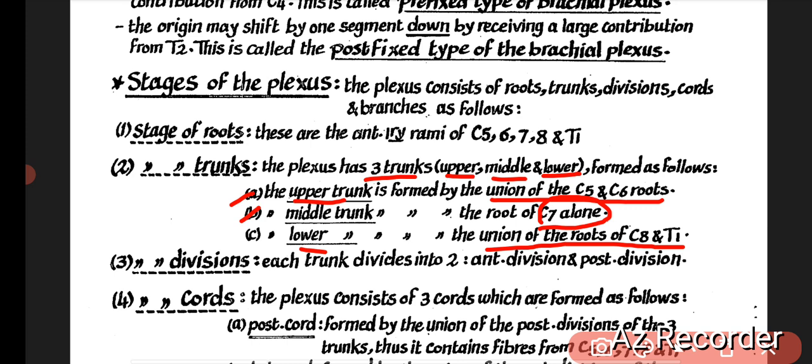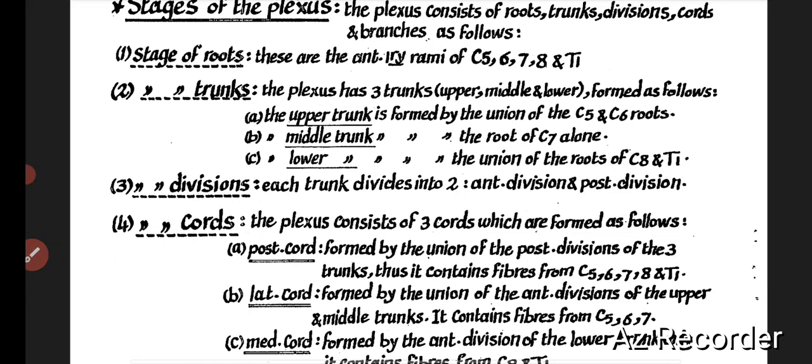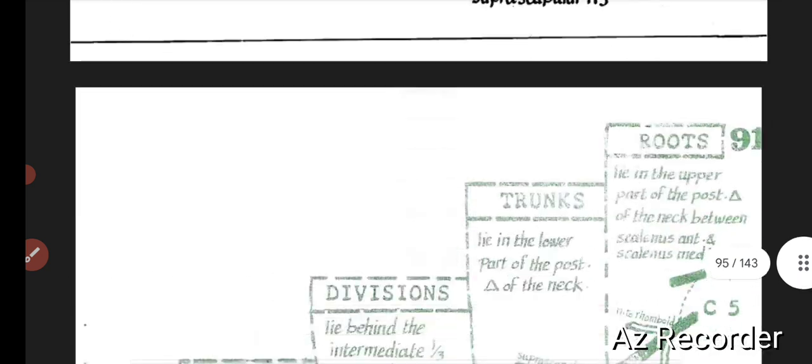The middle trunk is formed by the C7 nerve root alone, and the lower trunk is the union of the roots of C8 and T1. Now comes the division. First is the root. The roots are C5, C6, C7, C8, and T1. Next is the trunk: upper trunk, middle trunk, and lower trunk. Number three is the division.